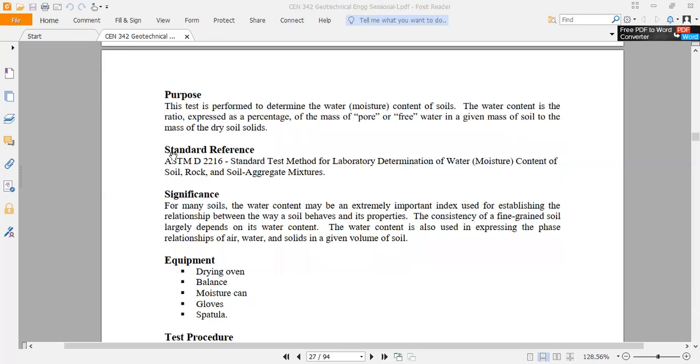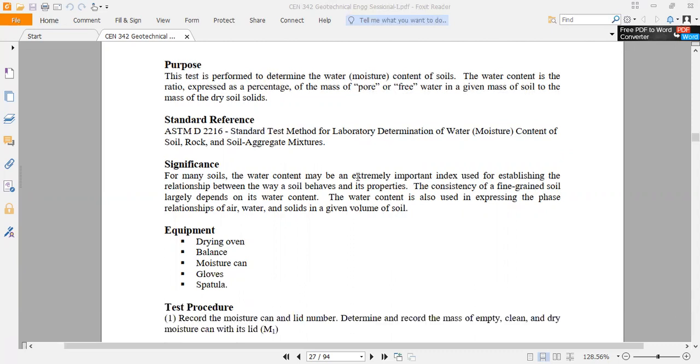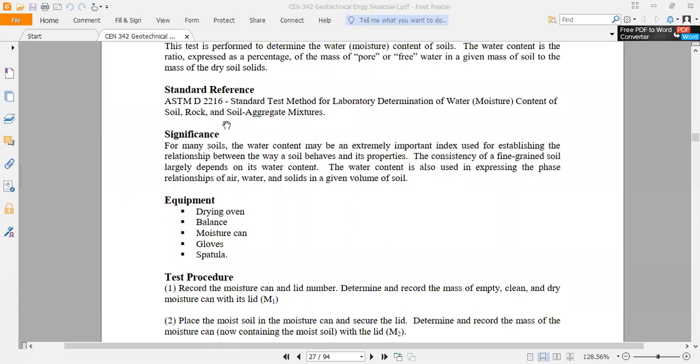What is the ASTM reference? For analyzing this lab, we have to follow the ASTM D2216 standard. So what is the significance? For many soils, the water content may be an extremely important index for establishing the relationship between the way a soil behaves and its properties.